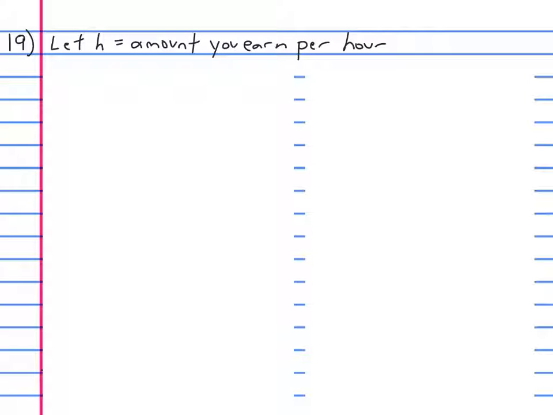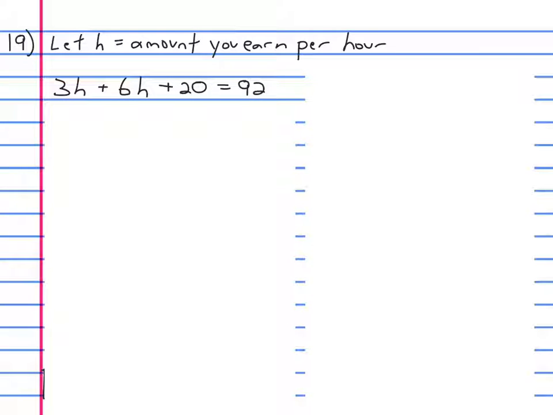And then we need to write the equation. Now that we know that that's what it stands for, basically you say, I work 3 hours times how much I make per hour, plus on Saturday 6 hours at that many dollars per hour, plus this extra $20 that I get for allowance, and that sums up to $92. This is an equation that we can now solve.